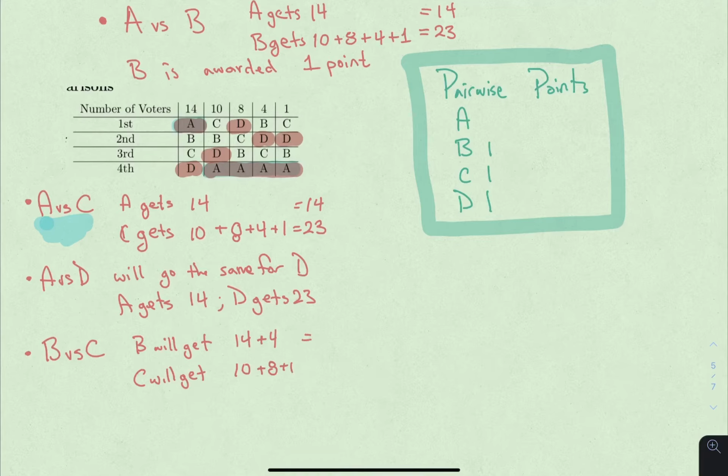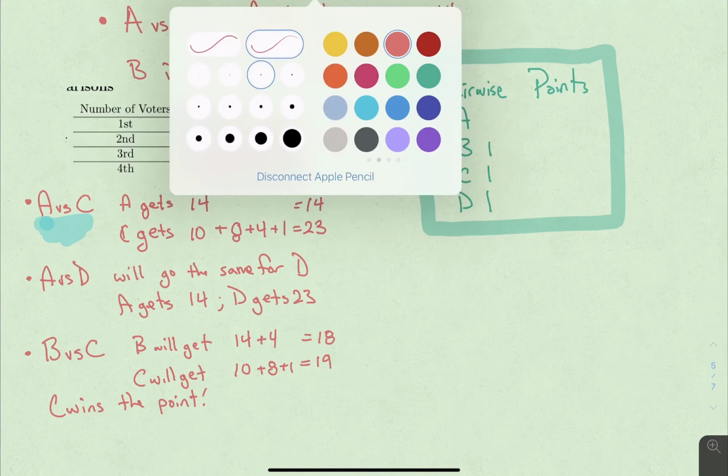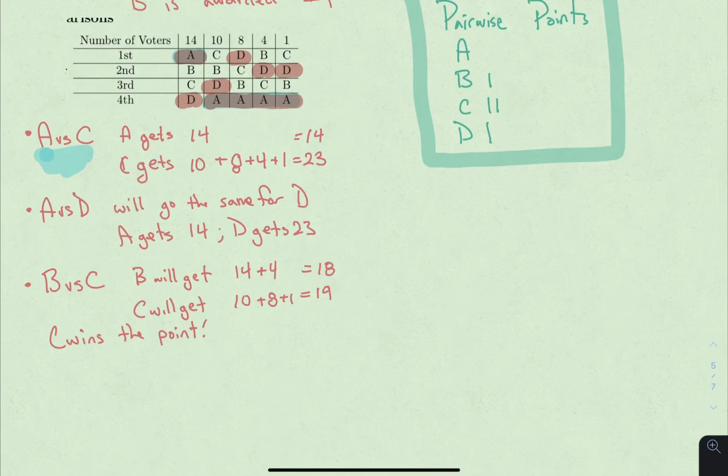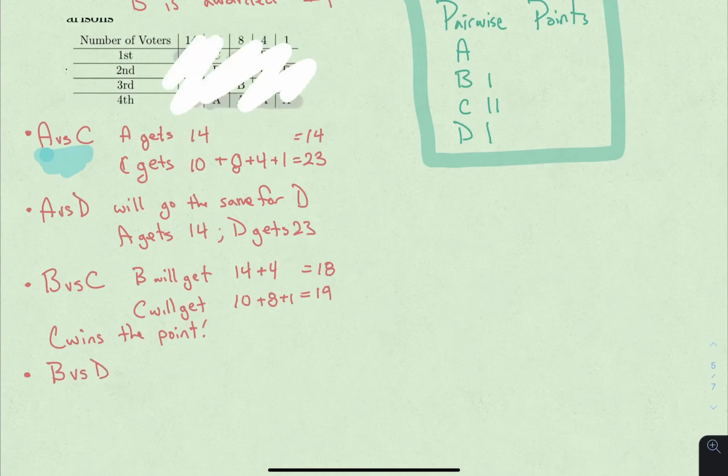And that one really matters, right? Because look, it's 18 to 19. C wins. C wins the point. So that gives us 1 more for C. Let's scoot down, make ourselves some space. We have done 4 of the 6. Let's check out B versus D. Let's clear up our little table here so we can keep marking off.